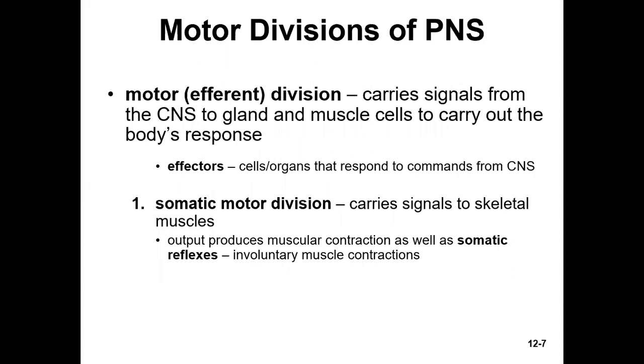When we get into the motor division of the peripheral nervous system, or the efferent with the letter E, this one is responsible for the action or the response. This division is what makes us move or speak or behave. An effector is a cellular organ that will respond to the command of the central nervous system or to the command of this motor division.